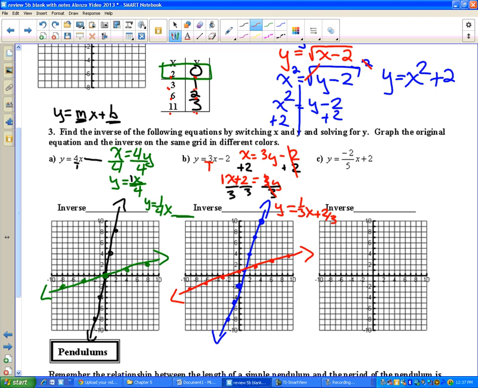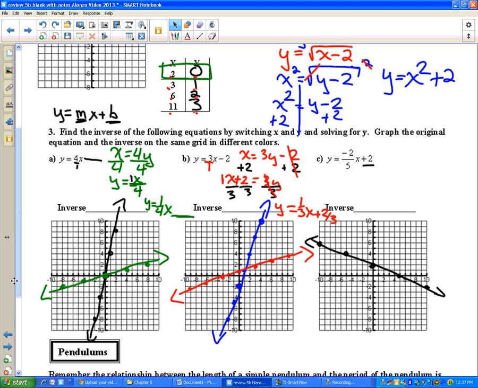Okay? So I have my equations. I have my pictures. Let's do my last one over here. Graph the original one. So my y-intercept is 2. So that's (0, 2). My slope is down 2, right 5. Down 2, right 5. Or I can go up 2, left 5. There's my original graph.